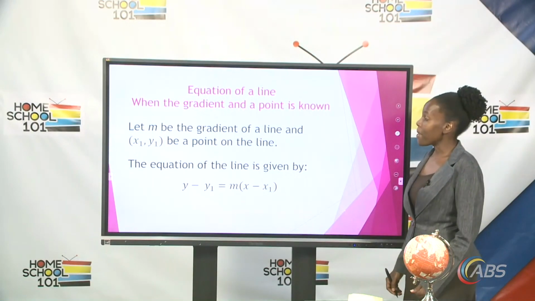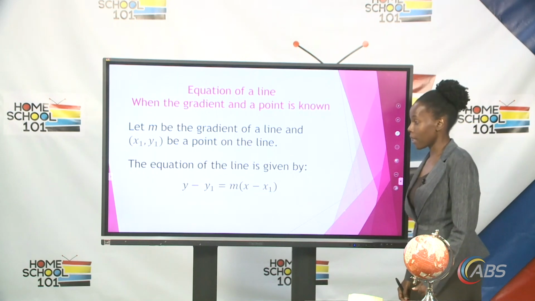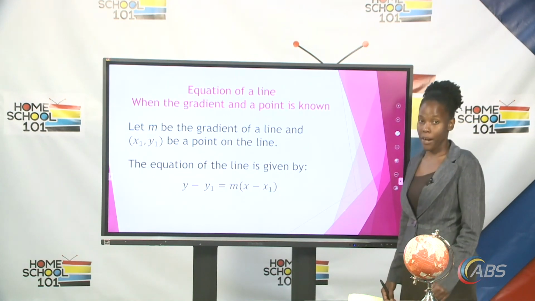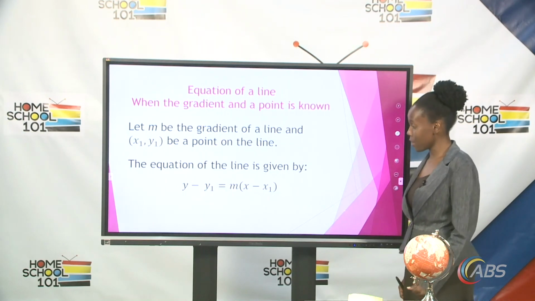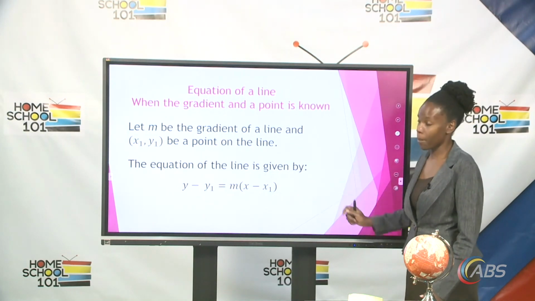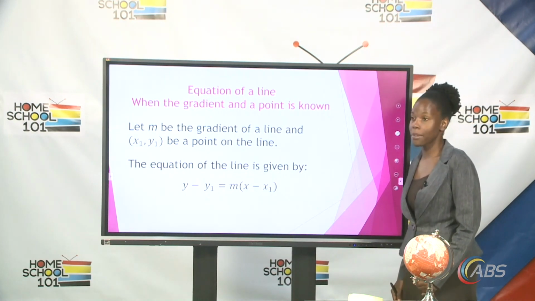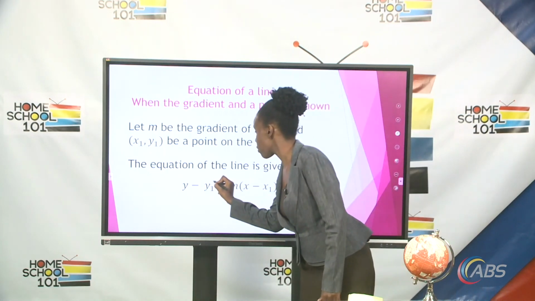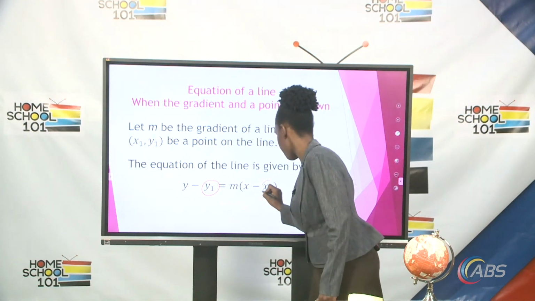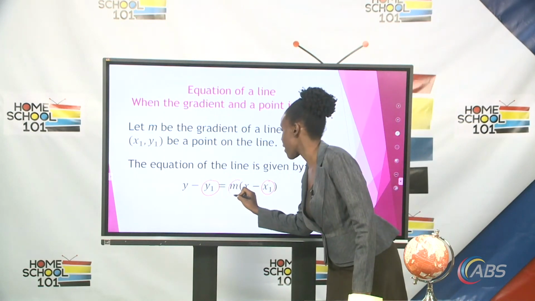So let m be the gradient of the line and x1, y1 be a point on the line. Once we know the gradient and a point on the line, we can find the equation using this formula. So it is y minus y1 is equal to m times x minus x1. So in this case, we would make a substitution for y1, x1, which would be our points, and our gradient m.